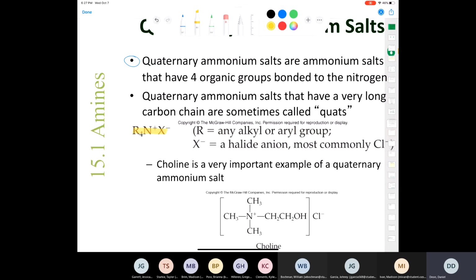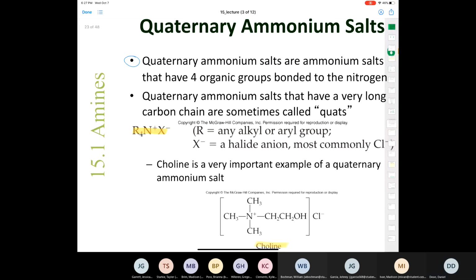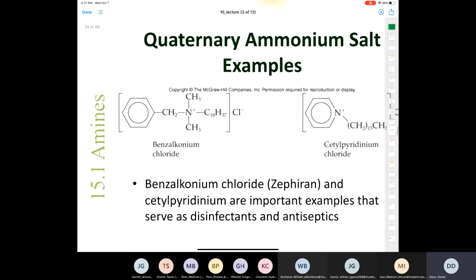Here's an example. Choline is a very important quaternary ammonium salt. We'll look at the structure of choline more later on in this lab when we talk about lipids, like phospholipids. But let's move on from here and take a look at some other examples of quaternary ammonium salts. Benzalkonium chloride and cetylpyridinium chloride, sorry. These again are 2 examples of quaternary ammonium salts. For example, cetylpyridinium chloride is found in the mouthwash Scope. And so you can see that these are important examples that serve as disinfectants and antiseptics.